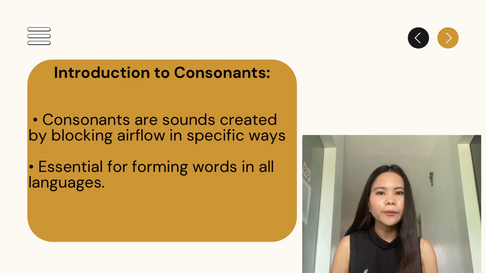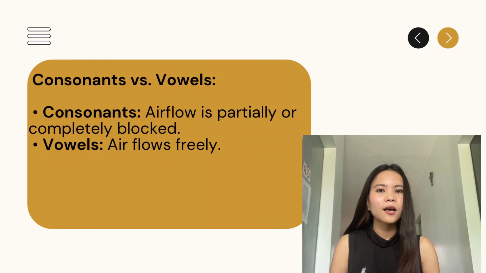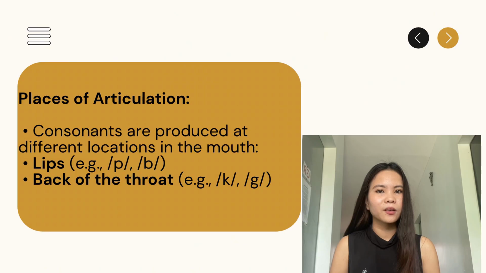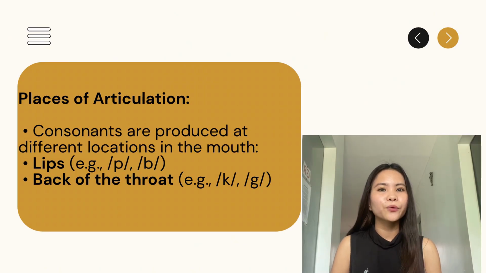Consonants are sounds we make by blocking airflow in different ways, and they are essential for forming words in any language. Unlike vowels, which let air flow freely, consonants can be voiced or voiceless. Voiced consonants like b and d use our vocal cords to create sound, while voiceless ones like p and t do not. We can also categorize consonants by where in the mouth they are made, such as at the lips or at the back of the throat.